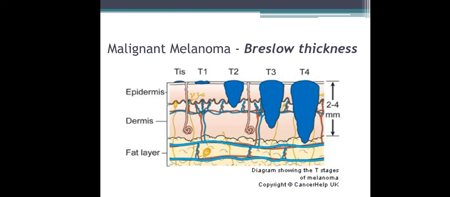Now, Breslow's thickness depends on the stage of the tumor also. They measure the tumor thickness, how much it is invading into the dermis. They measure 2 millimeter, 3 millimeter, 4 millimeter, 5 millimeter, and depending on that they will stage the tumor. So that is one of the most important prognostic factors.